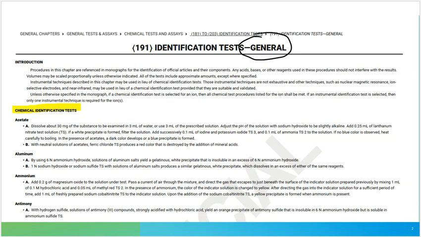Before we go a little bit further, I'm going to go back to the brief introduction paragraph that you saw in the very beginning of 191. So again, here's 191. These are general identification tests, and there is a section that is called a chemical identification test. So there are two different categories here, and the very first one that we're going to be talking about is our chemical version of ID test.